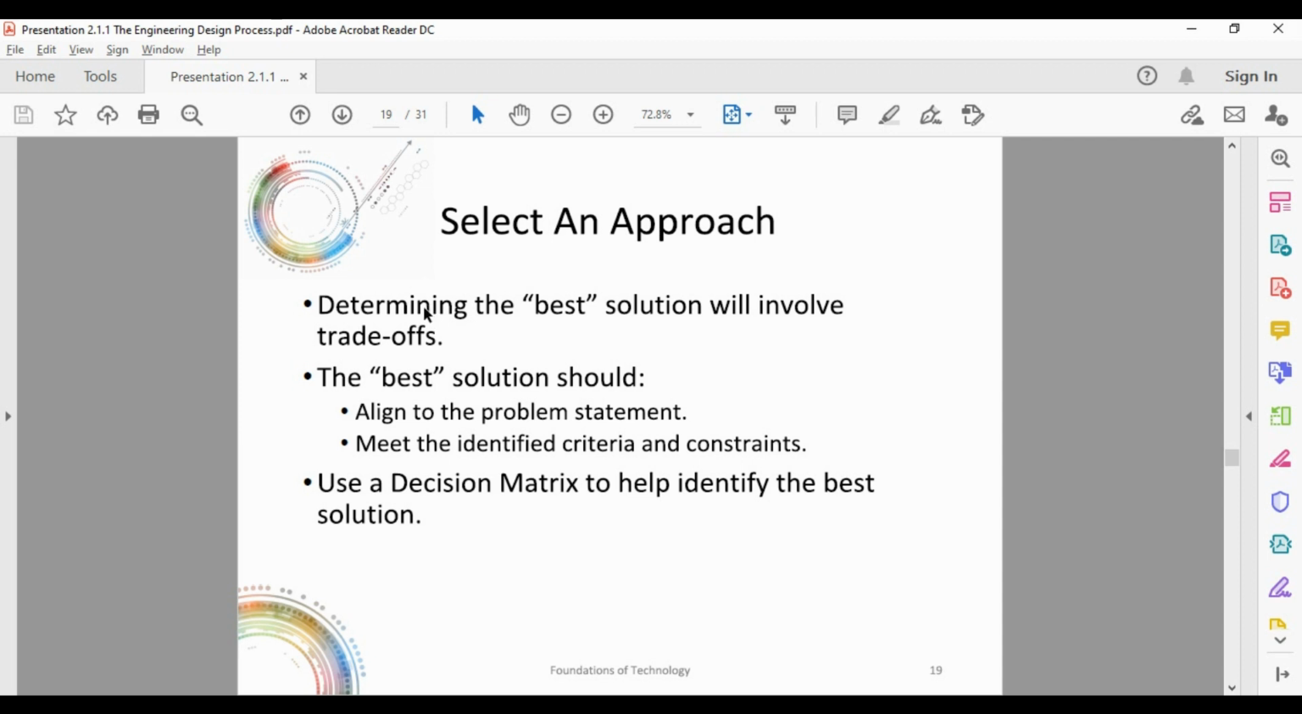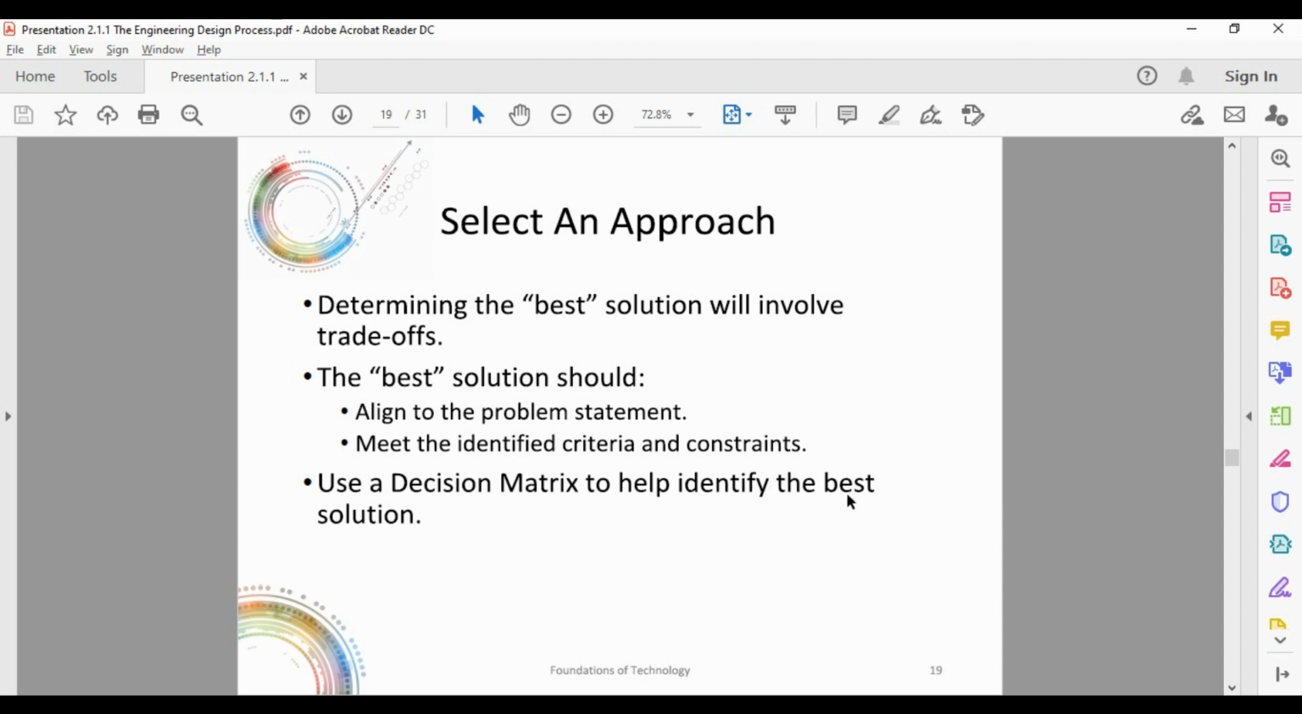The best solution should align to the problem statement, where we already defined the problem. And it should meet the identified criteria and constraints. If it doesn't meet both those bullet points, it's not the best. I don't care how good it looks. In the bridge building exercise, if the weight was supposed to hold 5 pounds, I don't care if it could hold 500 pounds. If it falls outside of either of these two criteria, it's still not the best. End of story. No questions asked.